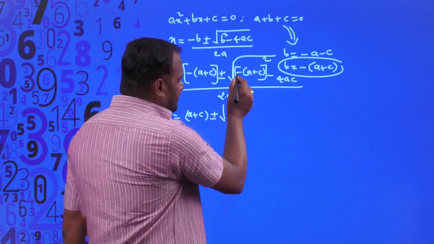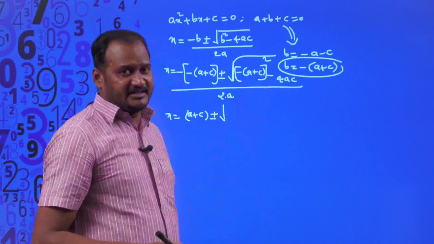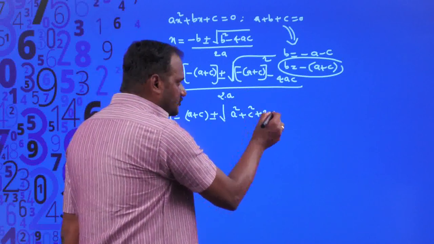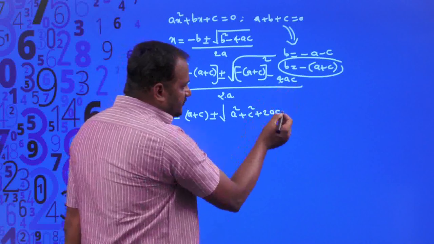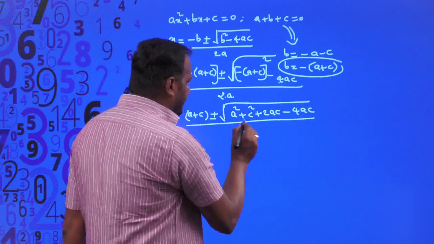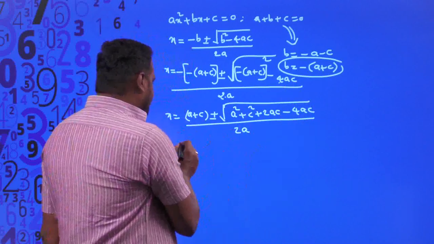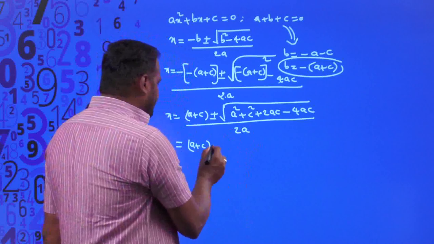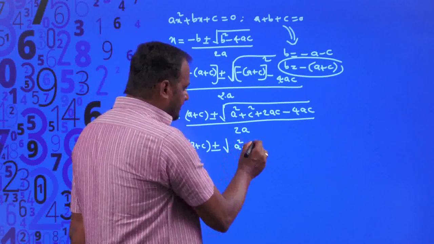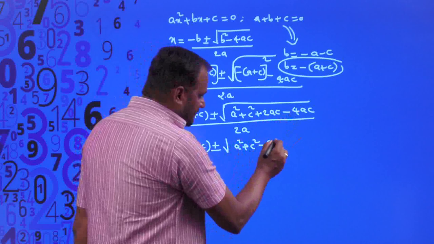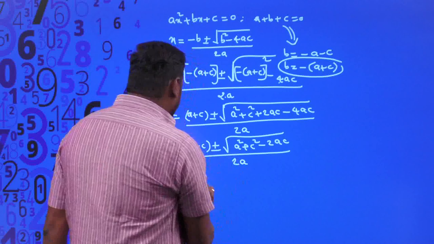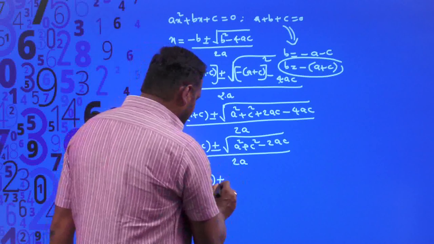square root, minus square is plus, a plus c whole square. What is the formula for a plus c whole square? a square plus c square plus 2ac, and left with one more, minus 4ac, whole divided by 2 into a is equal to 2a, correct? So, this is a plus c, so a plus c plus or minus square root. Once you observe, a square and c square are alone, so a square plus c square plus 2ac minus 4ac is going to be minus 2ac, whole divided by 2 into a is equal to 2a, which is a plus c plus or minus square root.